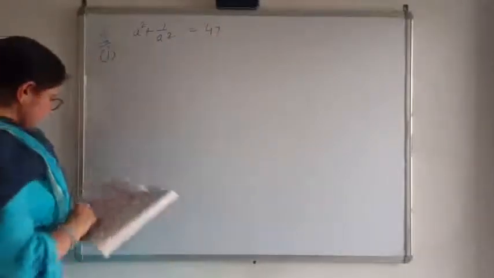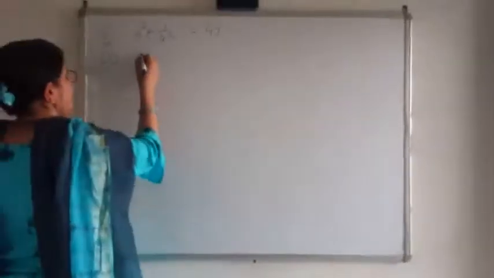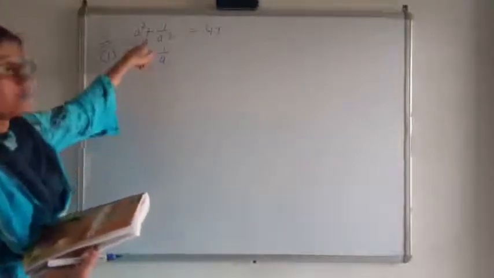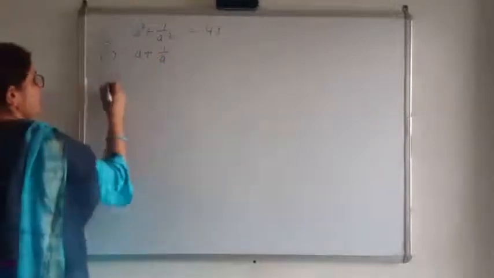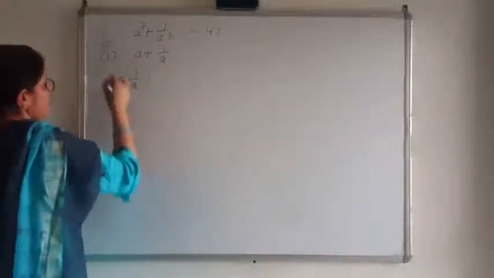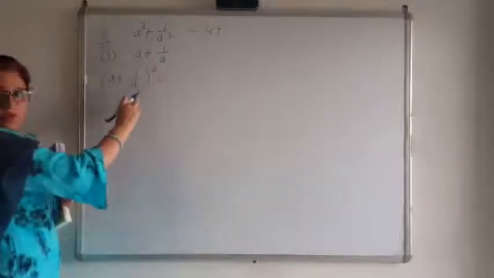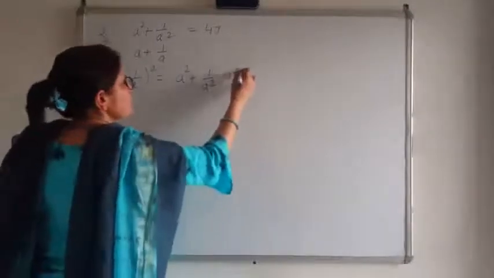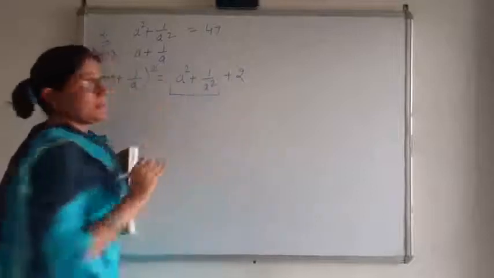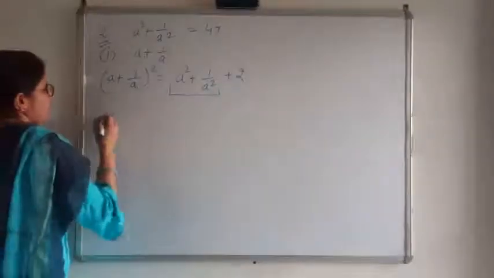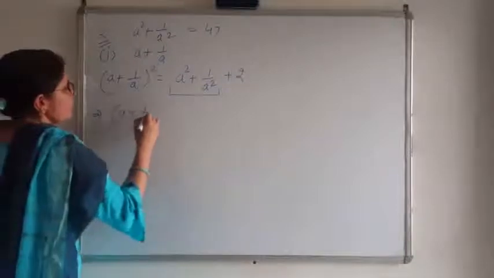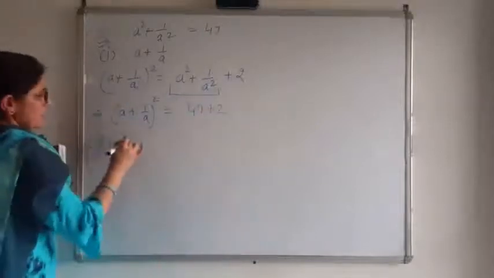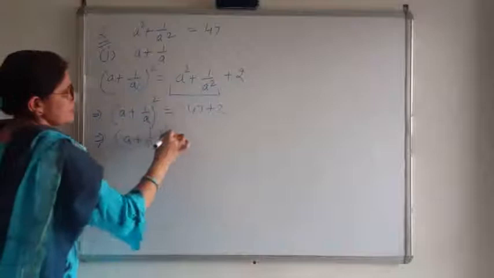In the first part, you have to find the value of a plus 1 over a. So what will we do? We will take this term and square it because the value of the square is given here. So (a plus 1 upon a) whole square is equal to a square plus 1 upon a square plus 2. Now we substitute the value of a square plus 1 over a square here. So (a plus 1 over a) whole square is equal to 47 plus 2, which equals 49.